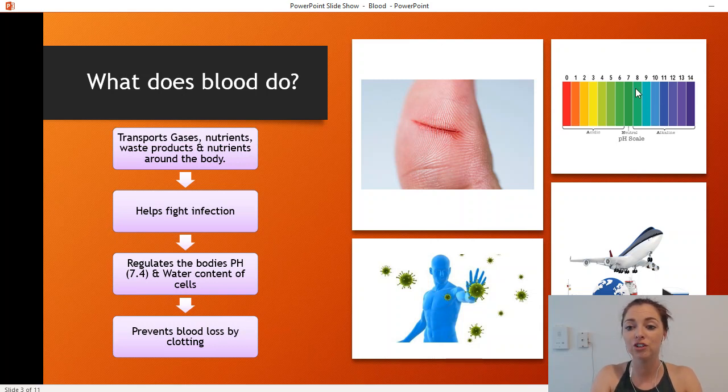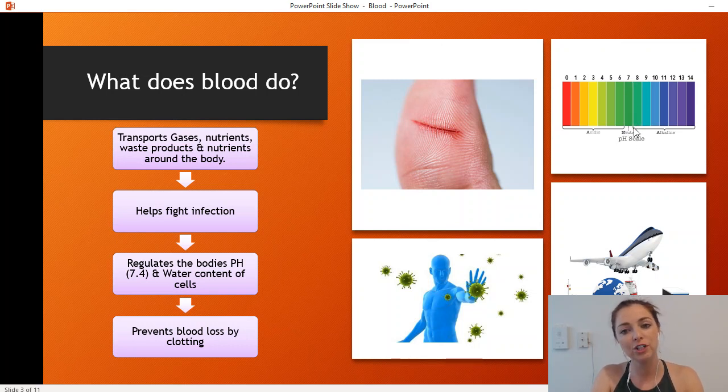Regulation then of pH and water content of the body is another function. If you're not familiar with the pH scale, if you're looking at this top right hand corner here, 0 is acid, so example will be a lemon. And then 14 is alkaline, example will be a bar soap. And our pH scale as humans sits at about 7.4, which is bang in the middle.